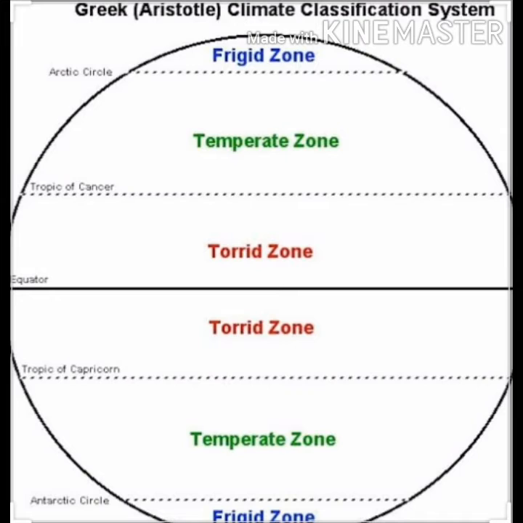What is the temperate zone? Now just see in the diagram also. The areas bounded by Tropic of Cancer and Arctic Circle in the northern hemisphere and Tropic of Capricorn and Antarctic Circle in the southern hemisphere are temperate zones. These zones are called temperate zones because here it is moderate temperature. It is neither too hot nor too cold, right? There is neither too much heat nor too much cold.